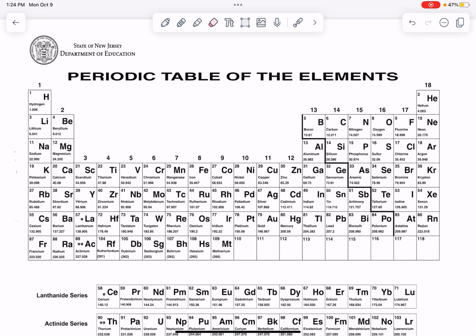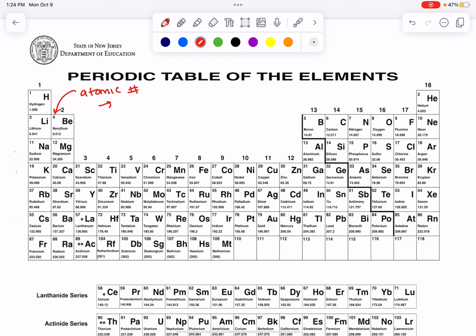Hi everybody, in this video I'm going to go over how to use the periodic table to determine different properties of elements. So, when we look at our periodic table, the first thing we want to notice here is that this number on the top, that's our atomic number. That gives us the number of protons. And this number on the bottom, that's our atomic mass. That tells us an average of the mass of all the isotopes of that element.